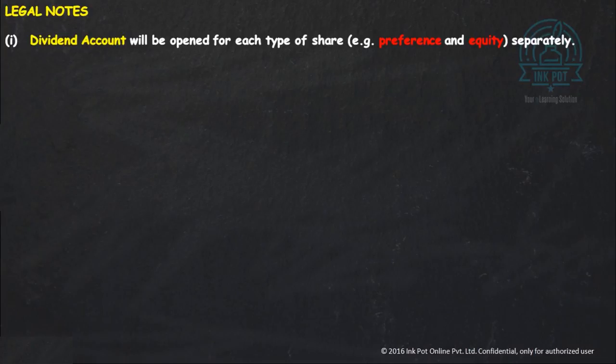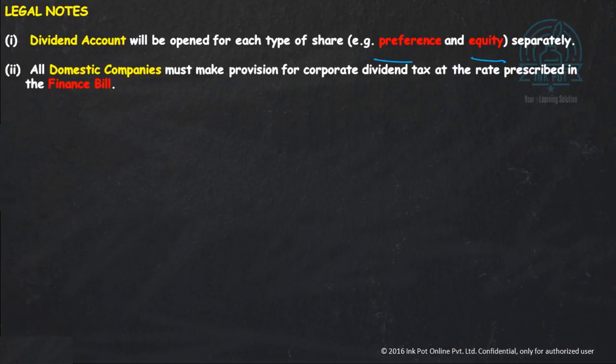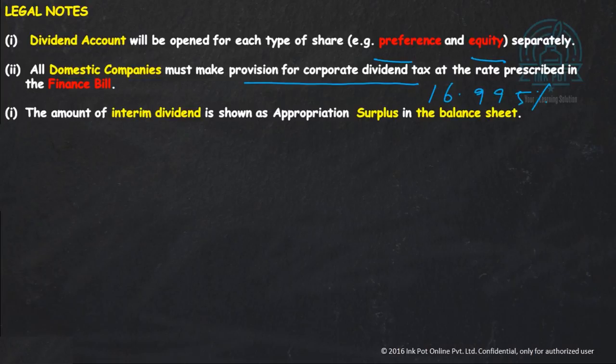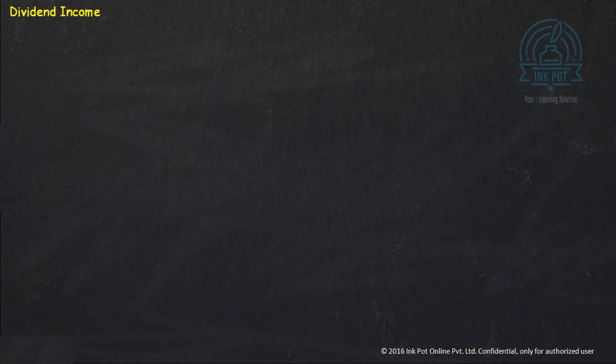First, a dividend account will be opened for each type of shares, either preference shares or equity shares, separately. Domestic companies make the provision for dividend tax at the prescribed rate. As per the Finance Bill, the prescribed rate is 16.995%. Interim dividend is shown as appropriation of surplus in the balance sheet. In the same manner, final dividend is also to be shown in the balance sheet.